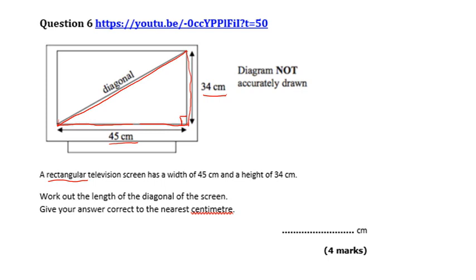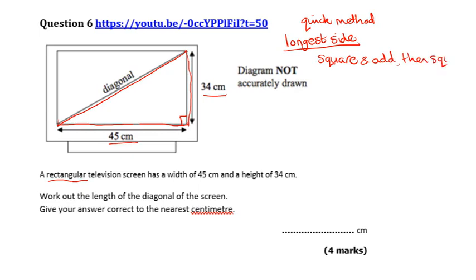So again, it's Pythagoras' theorem, and here we're finding the hypotenuse. So we can use our short method, the quick method for the longest side, which is the hypotenuse. This time we square and add, and then square root. So here we would do 45 squared plus 34 squared.